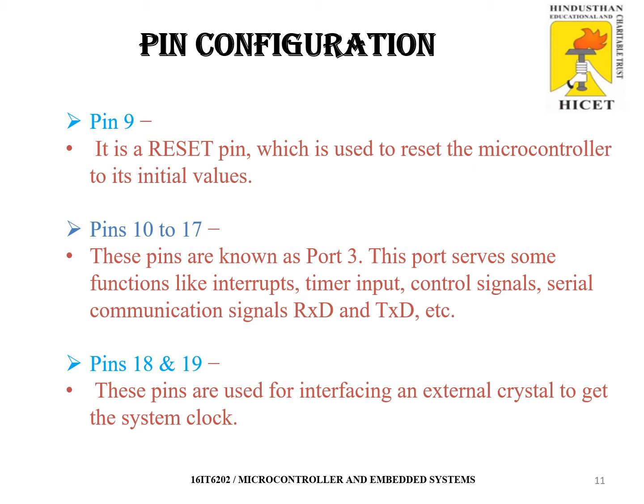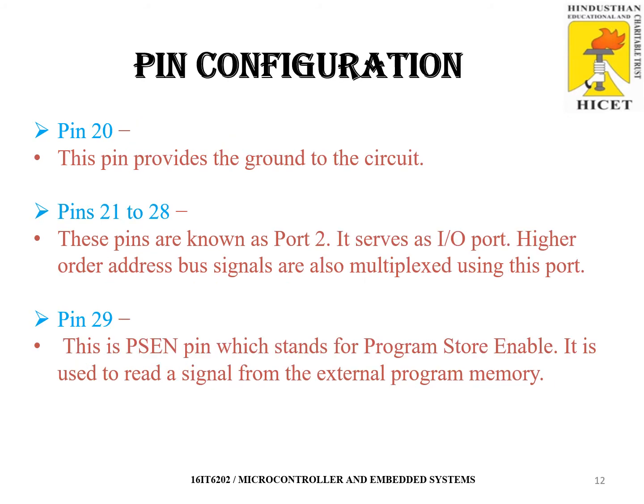Now coming to the 18th pin. The 18th and 19th pins are used for interfacing external crystals to get the system clock. The external crystals will be connected to these two pins so that the system can get the clock. The next pin is 20. This pin provides the ground to the circuit. Then coming to the next pins, 21 to 28. These pins are known as port 2. It serves as an input-output port. Higher order address bus signals are also multiplexed using this port.